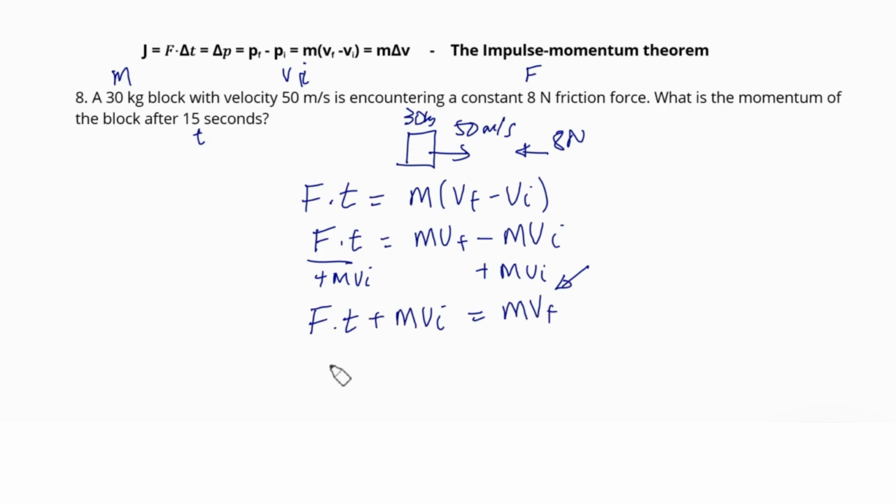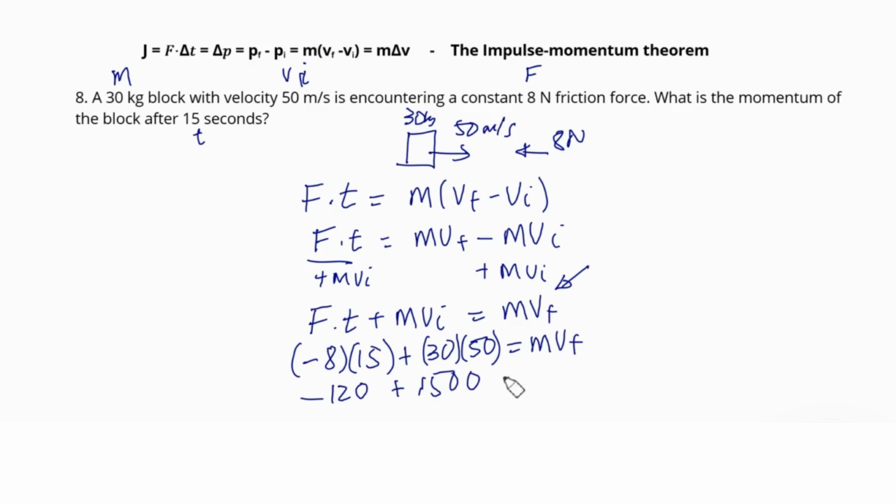My force is 8 newtons. It's negative 8. So negative 8 times 15 plus 30 times Vi, which is 50, is equal to mVf. Multiplying that, I get negative 120 plus 1500, which is equal to 1380 kg m/s. And that's my final momentum.